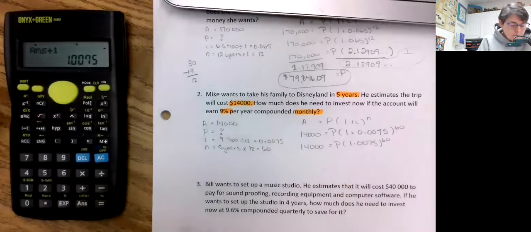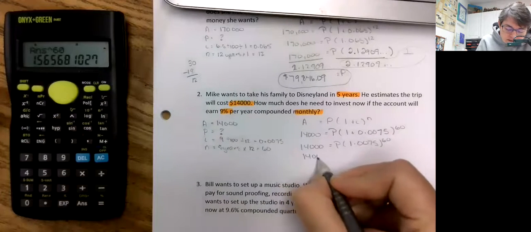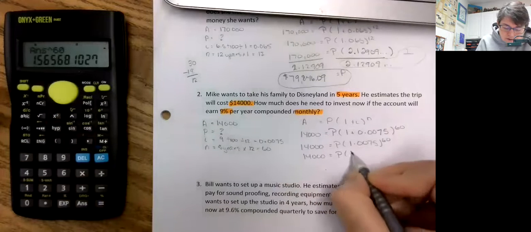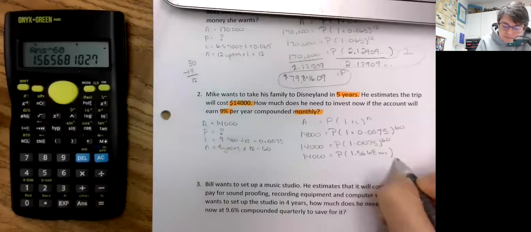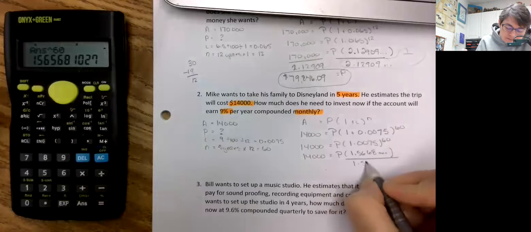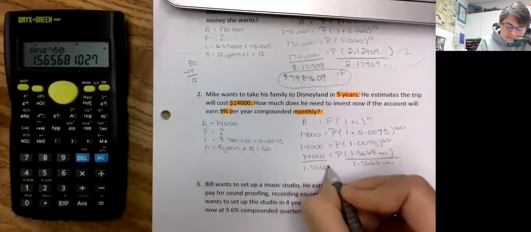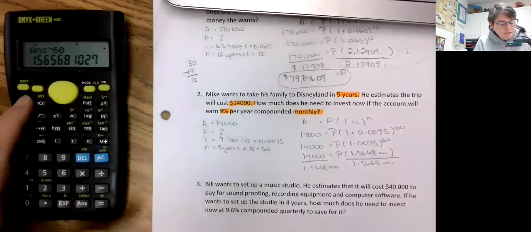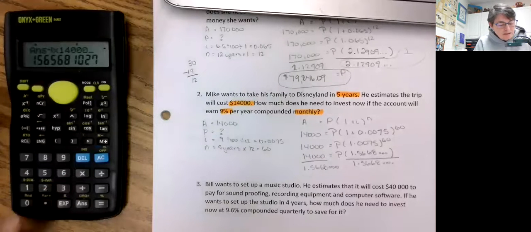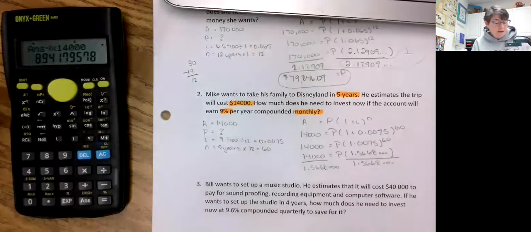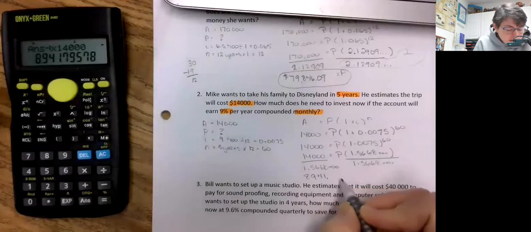Add them together. Now we're going to do our exponent. 14,000 is equal to P times 1.5668. So I'm going to go -1 and then times 14. 1, 2, 3. Oh, excuse me. So he needs to put in $8,941.80.